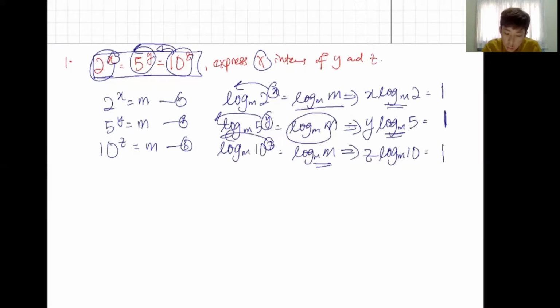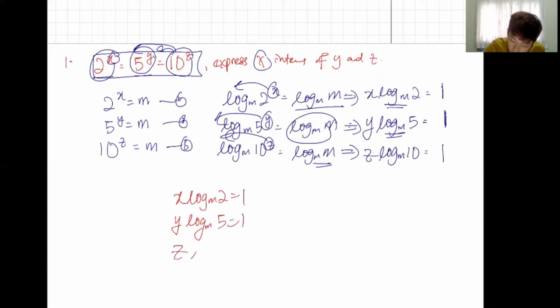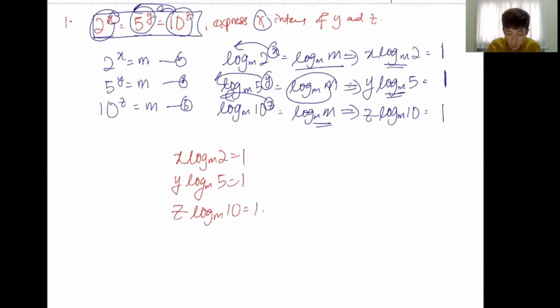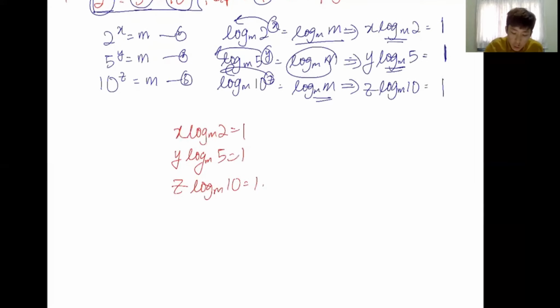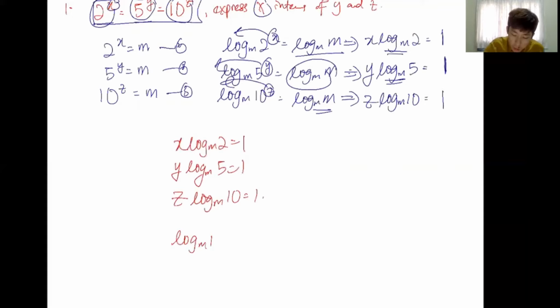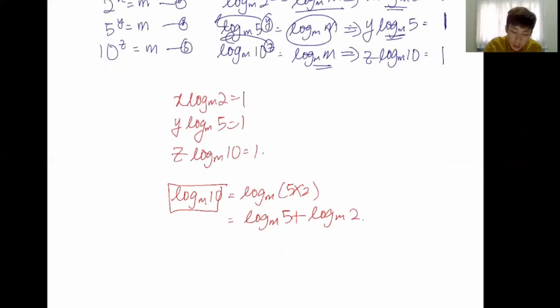Okay, so now I will rewrite these three things here: x log_m 2 equals 1, y log_m 5 equals 1, z log_m 10 equals 1. Since I told you guys just now, I can actually express log_m 10 as log_m of 5 times 2, which is also equal to log_m 5 plus log_m 2. You see, very magically, can I get log_m 10? Yes, I can, because this is log_m 10.